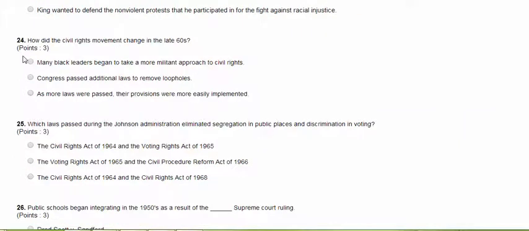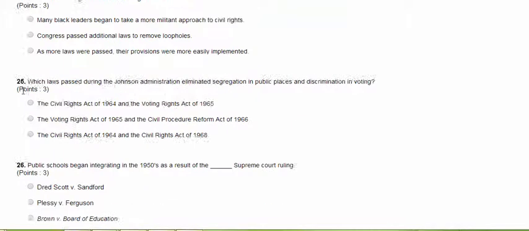Number 24, how did the civil rights movement change in the late 60s? Many black leaders began to take a more militant approach to civil rights. Congress passed additional laws to remove loopholes, or as more laws were passed, their provisions were more easily implemented.